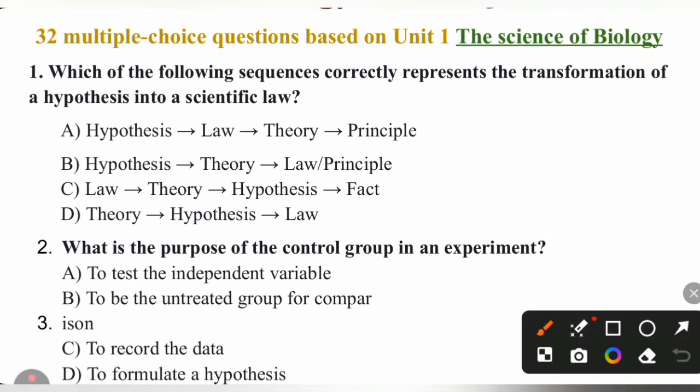First question: which of the following sequences correctly represents the transformation of a hypothesis into a scientific law? A, hypothesis, law, theory, principle. B, hypothesis, theory, law, principle, law or principle. C, law, theory, hypothesis, fact. D, theory, hypothesis, law.